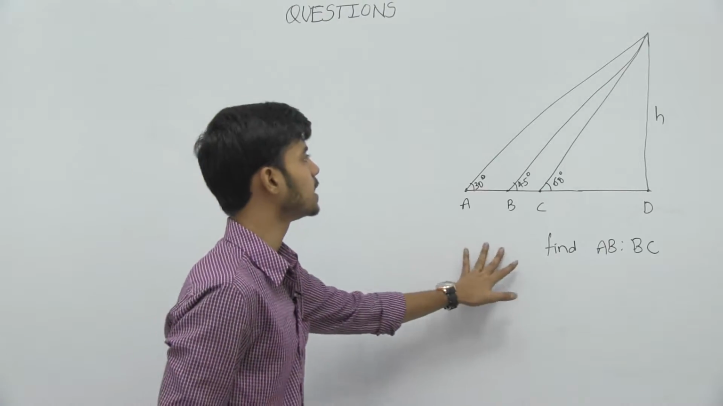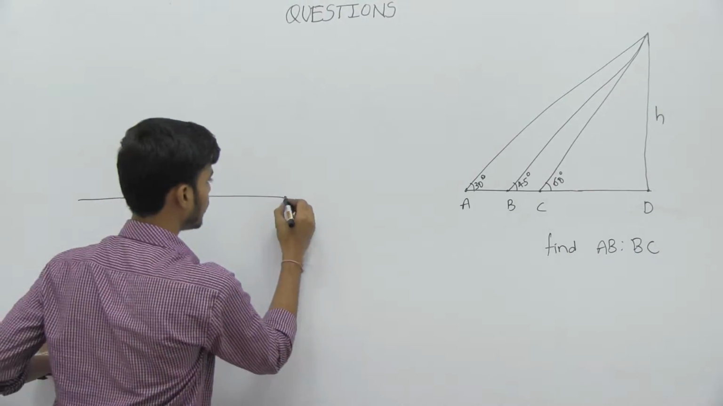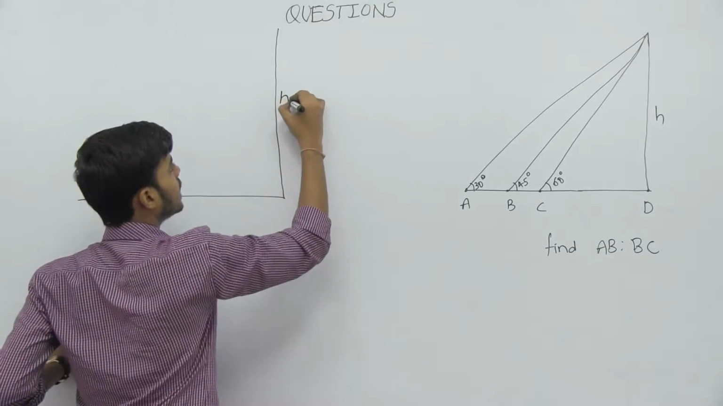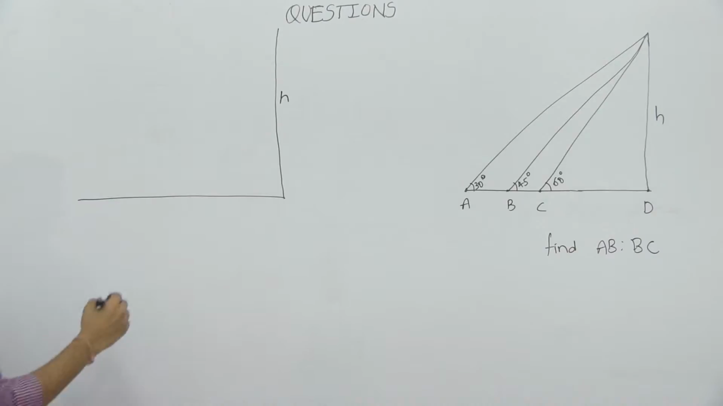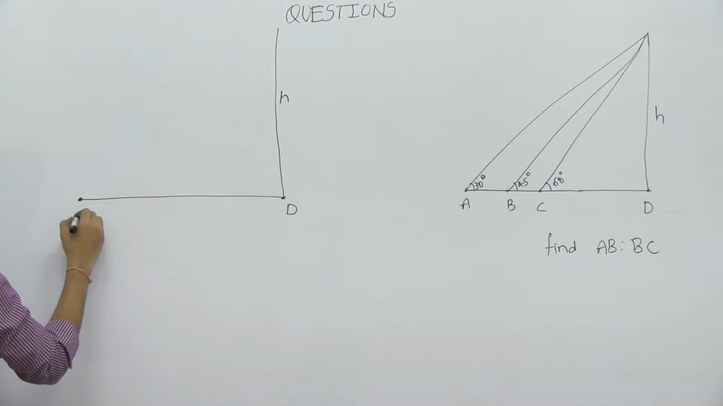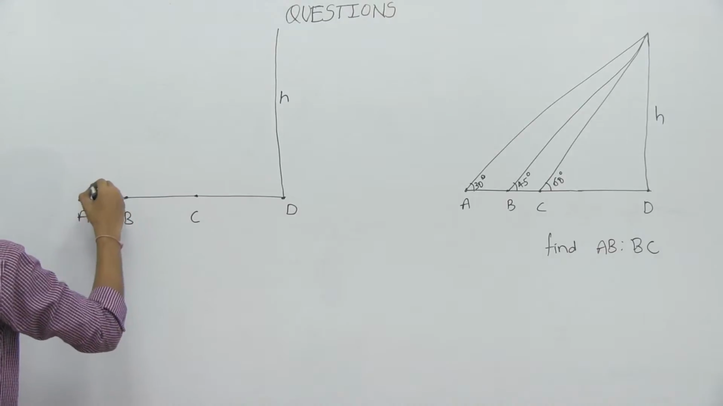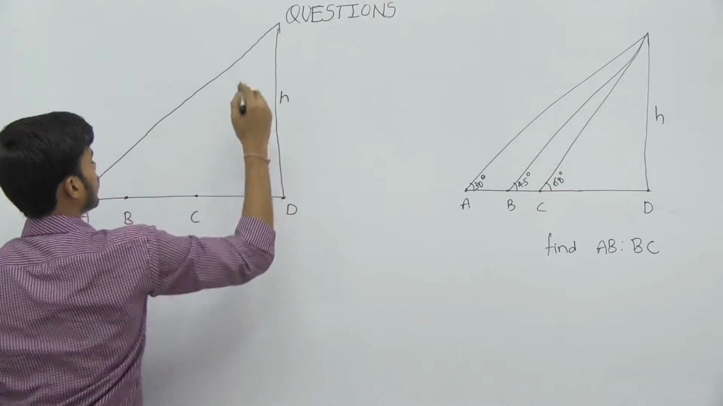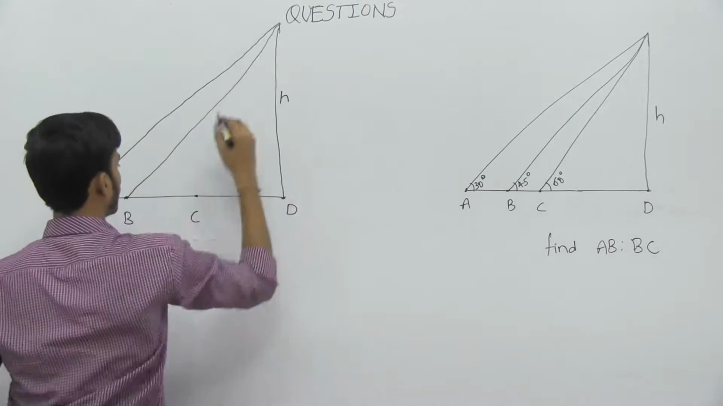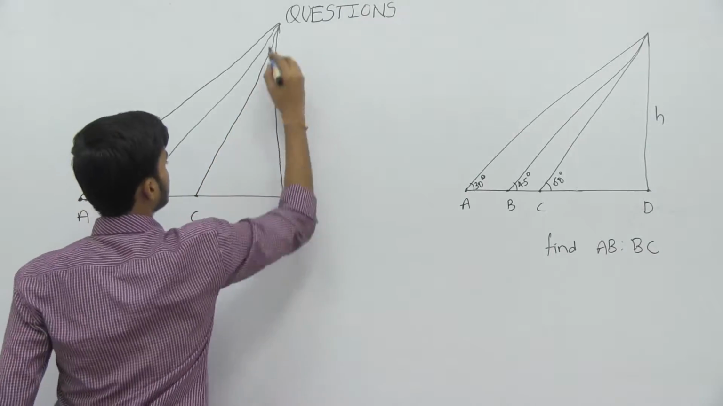We have another question from heights and distances. So let me first explain the question. Like the previous question, there is a tower whose height is h, and assume this point to be D, and there are three collinear points A, B and C. The angle of elevation from A is 30 degrees, from B is 45 degrees, and from C is 60 degrees.